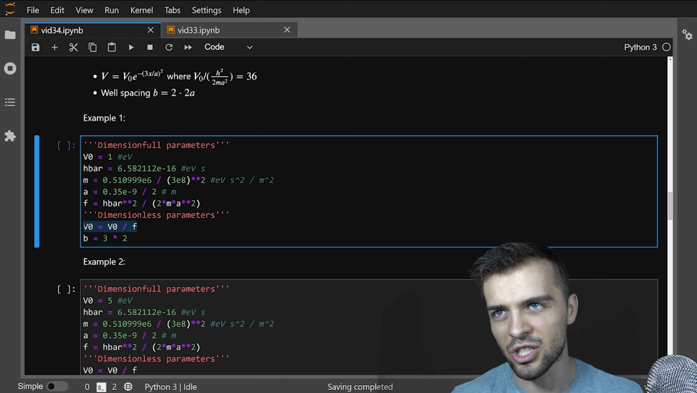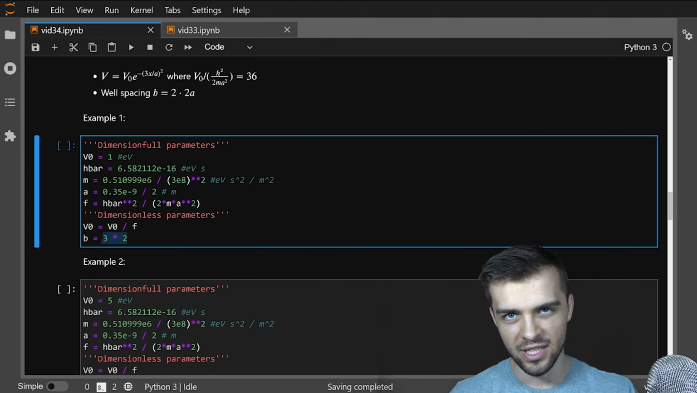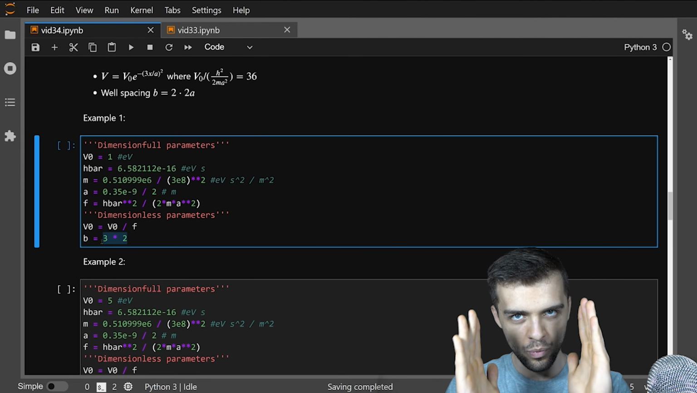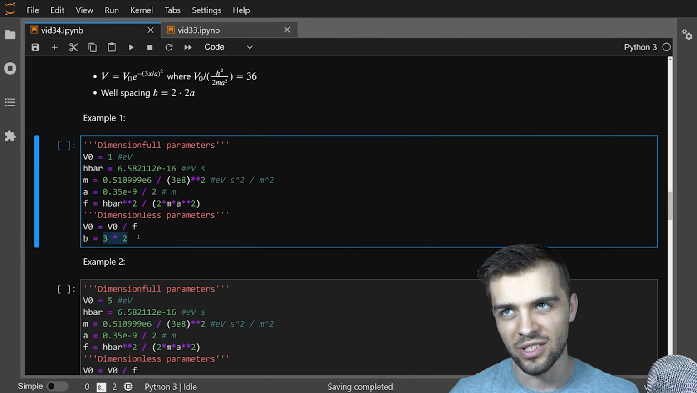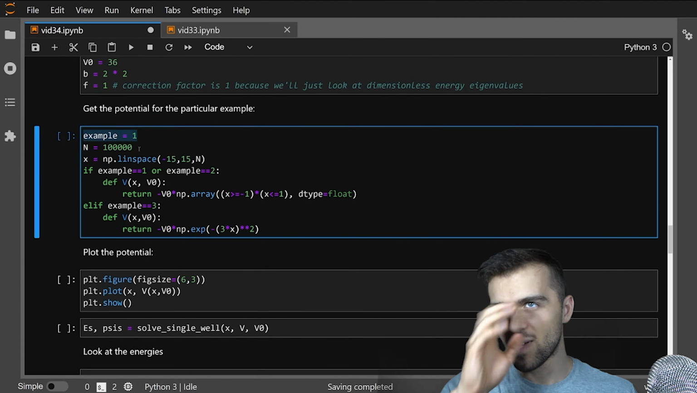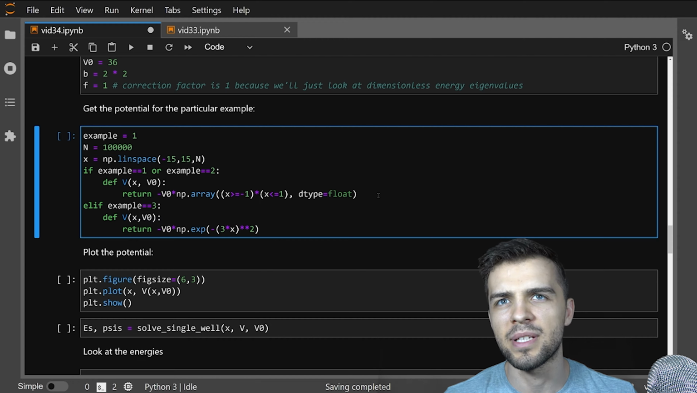And then I define my dimensionless V naught, and B is dimensionless, just equal to 6, because the well width is equal to 2. It goes from -1 to 1. Well width is 2 in terms of my dimensionless distance. So these are just some numbers. I'm going to set my example equal to 1. And for X, I'm going to go from -15 to 15. I choose a very large range to solve. The well goes from -1 to 1, but I'm solving from -15 to 15 to make sure I sort of approximate infinite boundary conditions. And my potential looks like this.